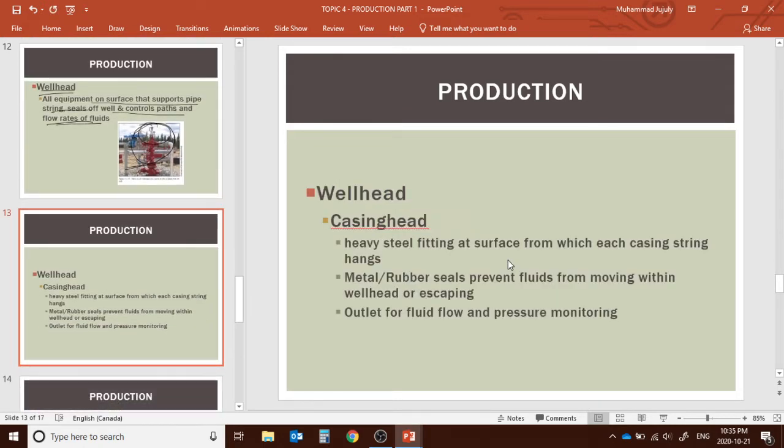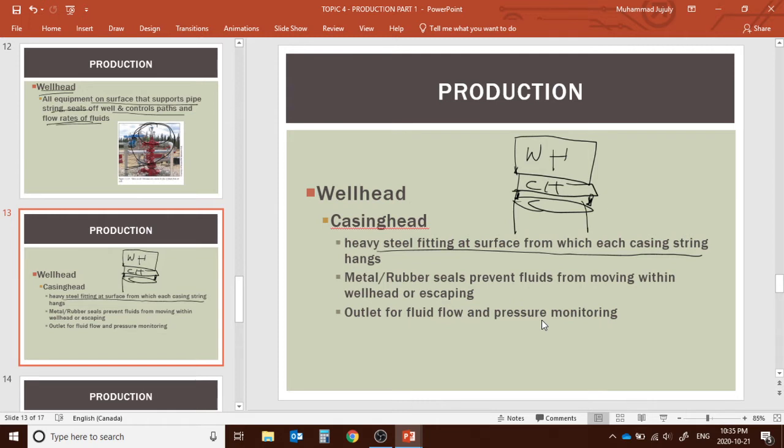Okay, casing head. What is casing head? Casing head is actually attached to the wellhead. Okay, and it is a heavy steel fitting at the surface from which each of the surface casing strings actually hang. That means, for instance, this is the wellhead, and here we got the casing head, and from the casing head it's a kind of thing that catches all the tubes. Okay, attach all the tubes with the casing head.